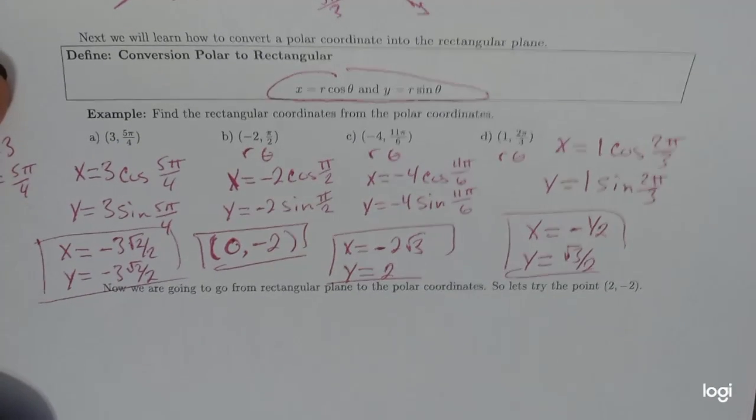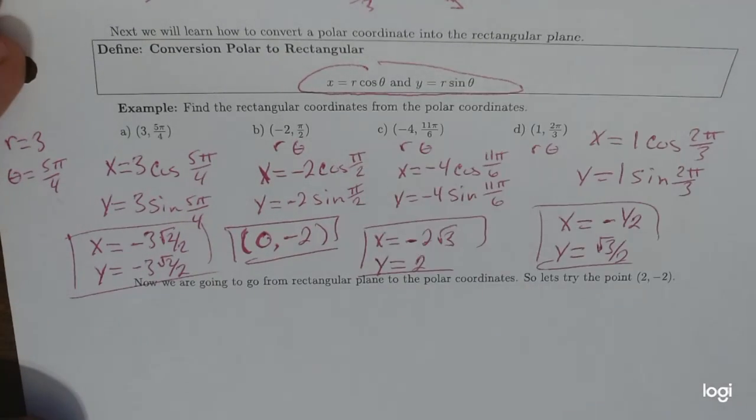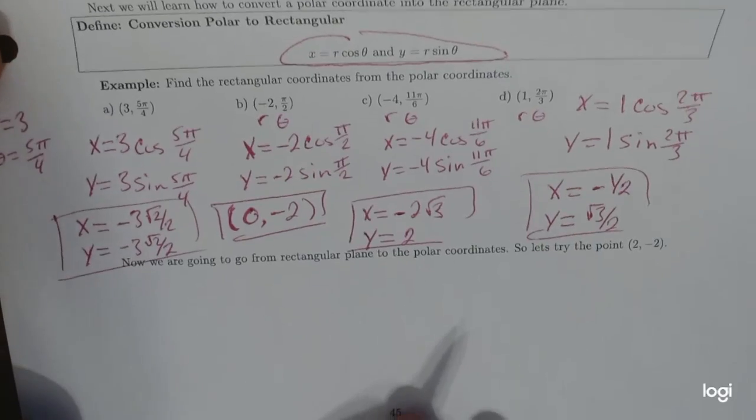So all this is just identifying what your r and theta are, and just plugging them into an equation and slowly simplifying at that point. Now, like I said, this was the easy one, going one way. Going backwards is actually a little difficult because there's a little bit more steps involved.